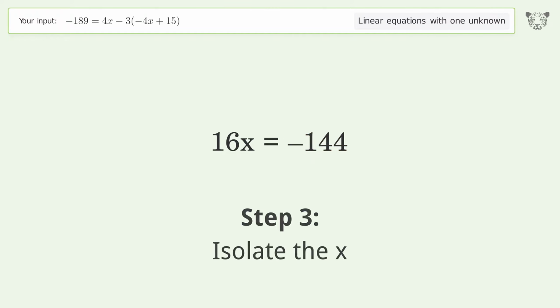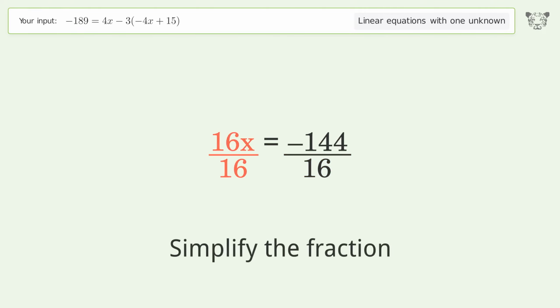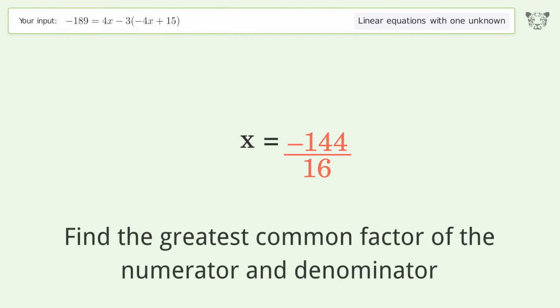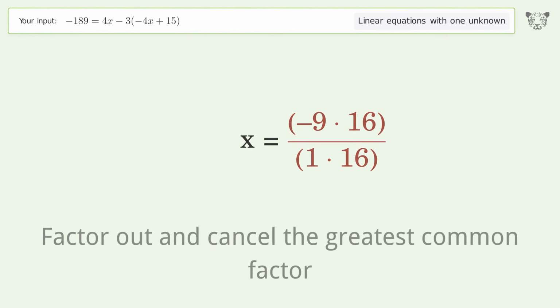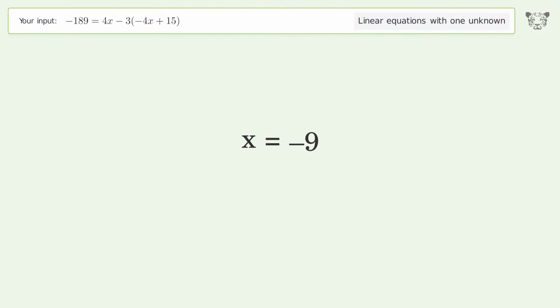Isolate the x. Divide both sides by 16. Simplify the fraction. Find the greatest common factor of the numerator and denominator. Factor out and cancel the greatest common factor. And so the final result is x equals -9.